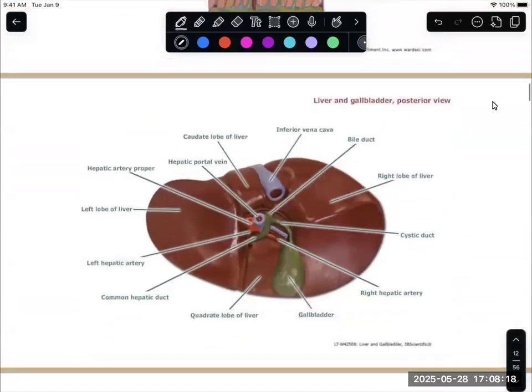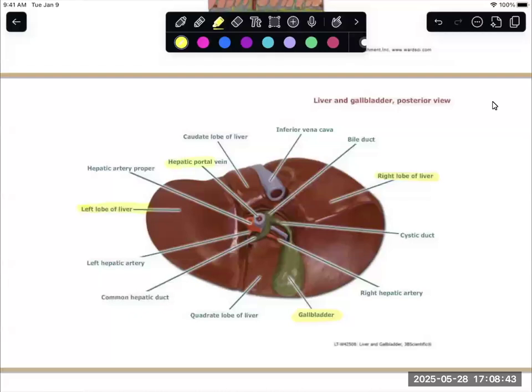Now we got our liver. Here is a really good view of that gallbladder. That gallbladder is a little sac that we store bile in. Our liver makes the bile, and then it sends it to the gallbladder to be stored until we need it. Again, you see that right lobe of the liver, you see that left lobe of the liver.